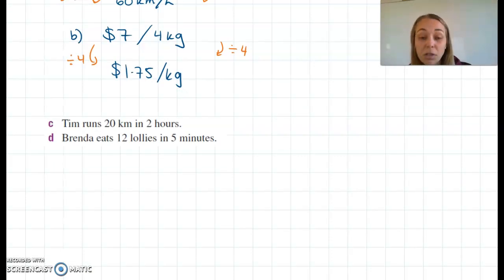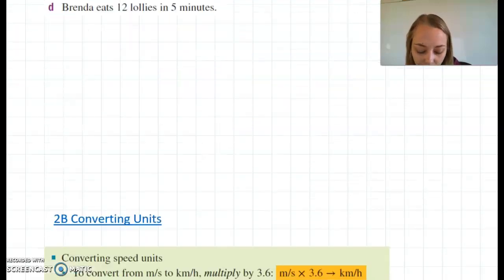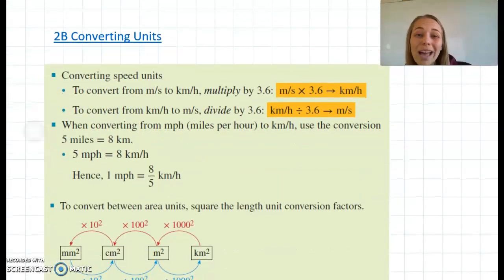Runs 20 kilometers in 2 hours, so that's pretty easy. That's 10 kilometers per hour. And Brenda eats 12 lollies in 5 minutes, so we could divide 12 by 5. She is averaging 2.4 lollies per minute. Okay, so that was 2A.